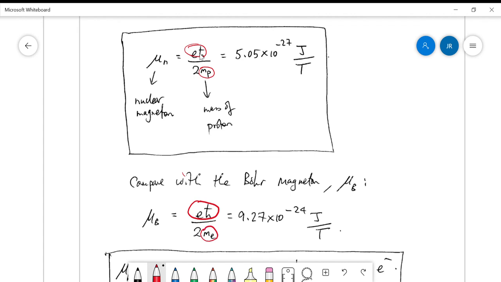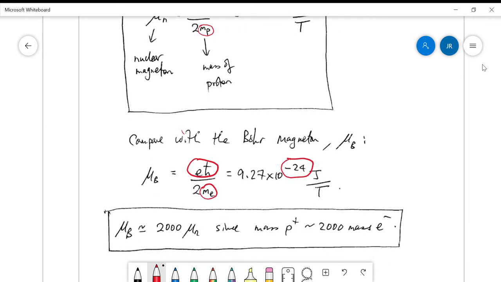Now notice that the nuclear magneton is three orders of magnitude less than the Bohr magneton. So 10 to the negative 24 is small, but it's 1,000 times bigger than 10 to the negative 27. And essentially, that's because of the ratio of mass sizes between the proton and the electron. So we notice that the Bohr magneton for the electron is approximately 1,000 times, 3 orders of magnitude, larger than the nuclear magneton. And that's related to the fact that the proton is about the same order of magnitude heavier than the electron.